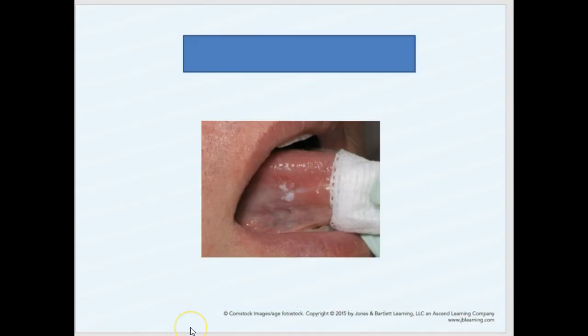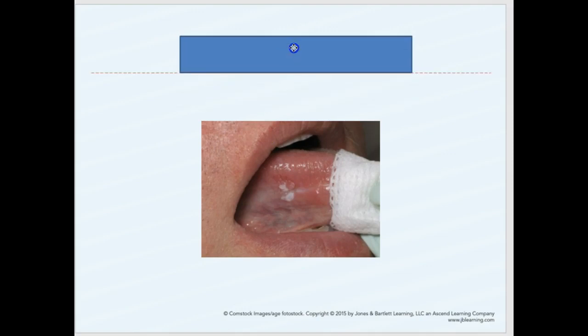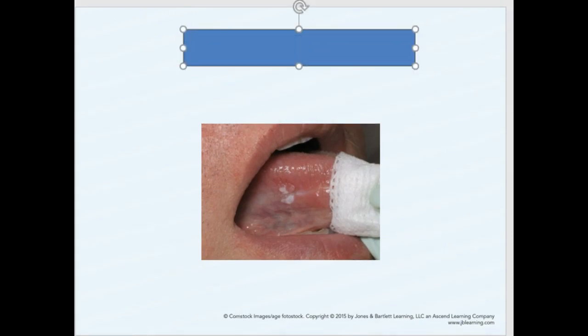Take a look at this and you can see the whitish appearance that's on the tongue. And once again, that'll be on a stratified squamous, damaging those cells. And because there's two of them and they're starting to get an abnormal boundary, that would be a good sign of, you got it, oral cancer.